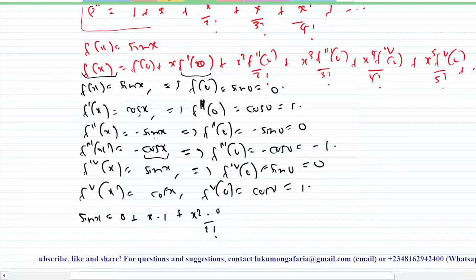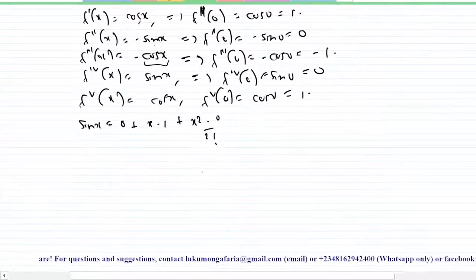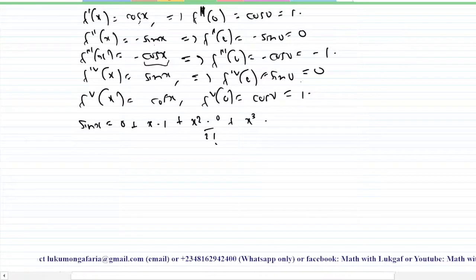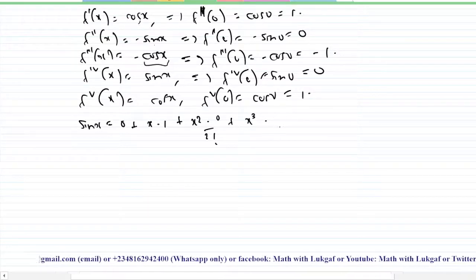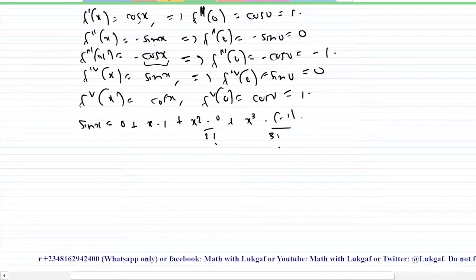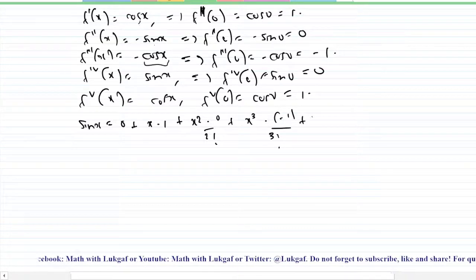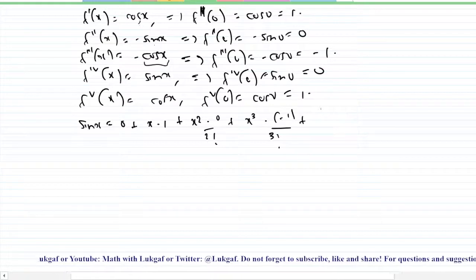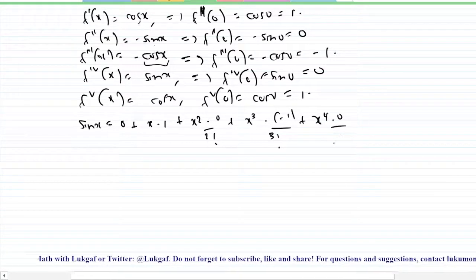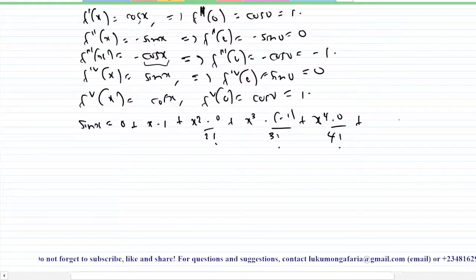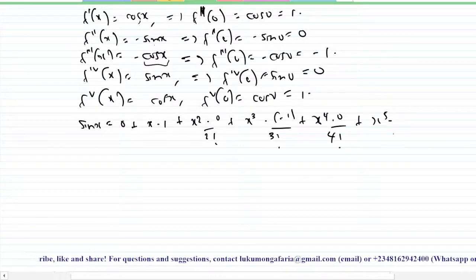Let me move up a little bit. So, okay, now, then plus x raised by 3. What is f prime prime prime of 0? That's minus 1 divided by 3 factorial. Plus x raised by 4. F fourth of 0 is 0 divided by 4 factorial. Then plus x raised by 5. F fifth of 0 is what? 1 divided by 5 factorial.